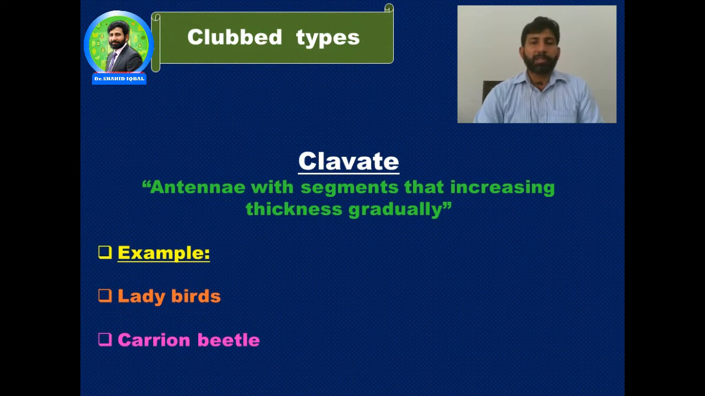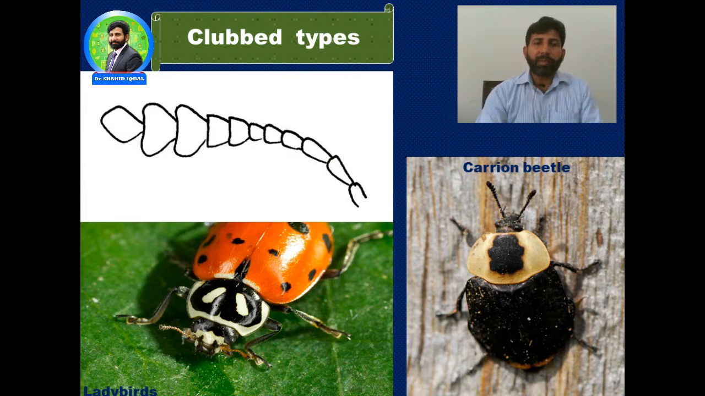Club types and the subcategory clavate. Antennae with segments that gradually increase in thickness. This type of antennae is a characteristic feature of ladybirds and carrion beetles. In the diagram, it is represented here. As we go from bottom to top, the size of the segments gradually increases.